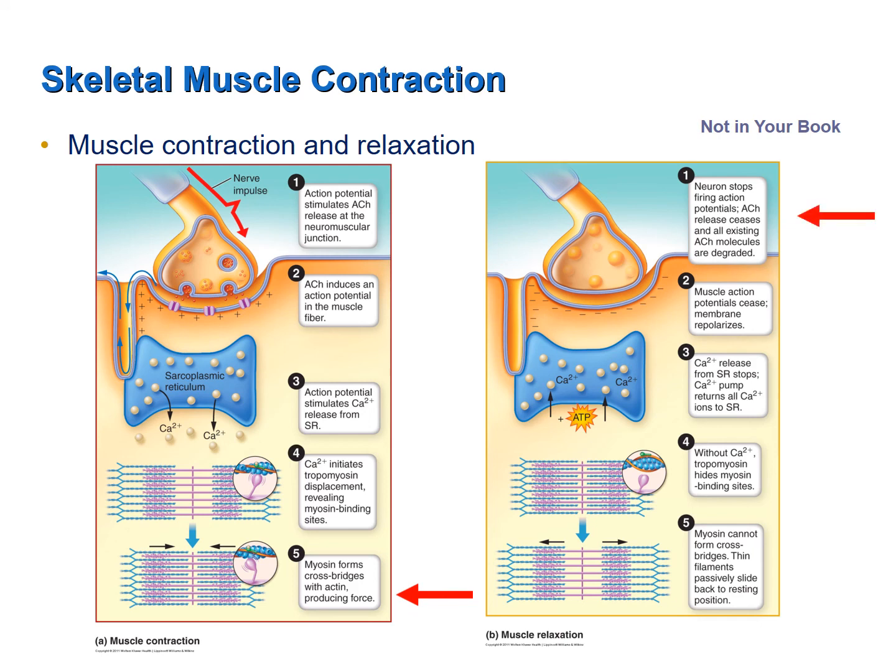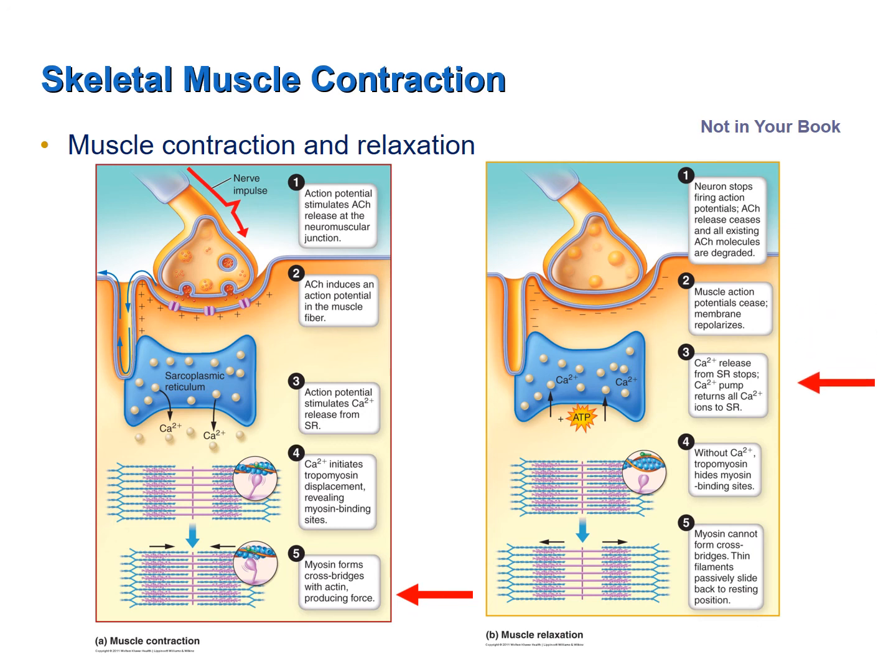Muscle relaxation follows a ceasing of nerve impulses moving down the axon of a motor neuron. So if action potentials no longer move down the axon of a motor neuron, there is no longer the release of acetylcholine from the synaptic bulb of the motor neuron. Without the release of additional acetylcholine, the sodium channels close, and we no longer have action potentials being produced.